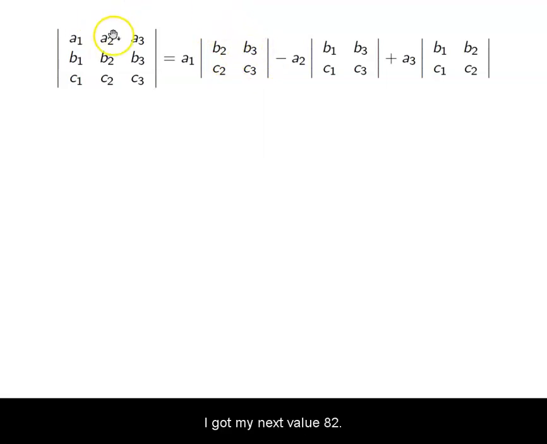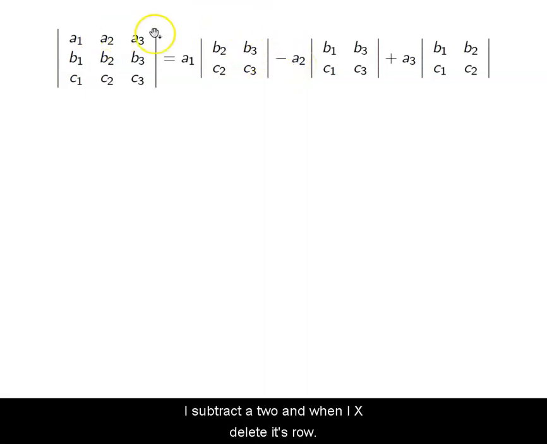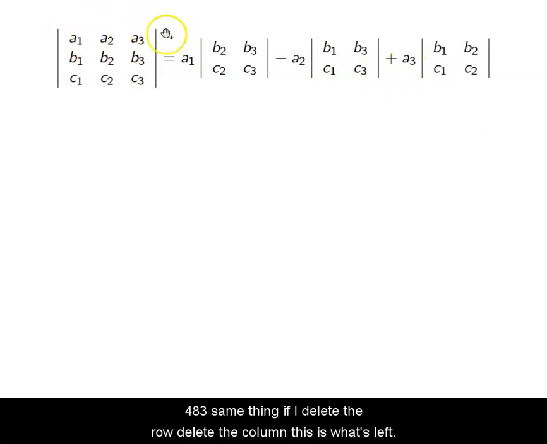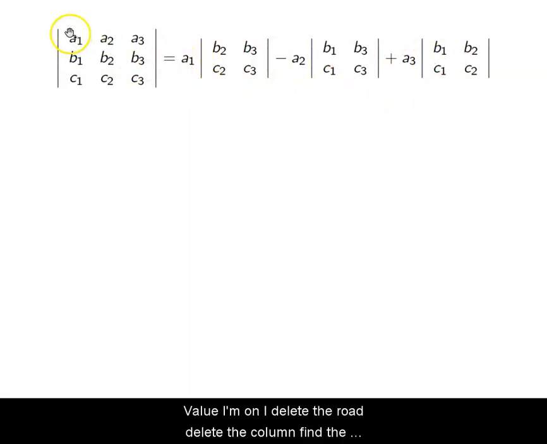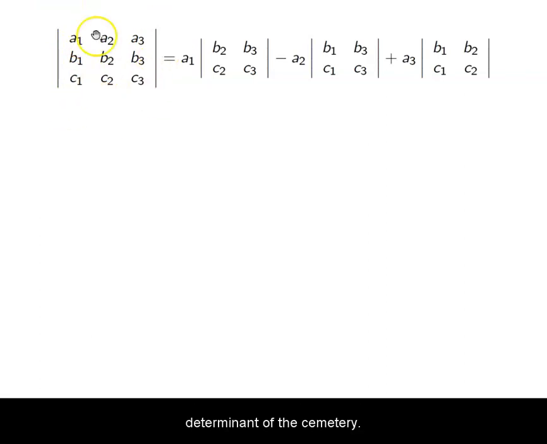Then I go to my next value, A2, and I change its sign, so I subtract A2. When I multiply it, I delete its row and its column, and what's left is B1, C1, and B3, C3. For A3, same thing: delete the row, delete the column, and this is what's left, 1 and 2 for B and C. So that's the easy way to remember it. Whatever value I'm on, I delete the row and column, and find the determinant of the submatrix.